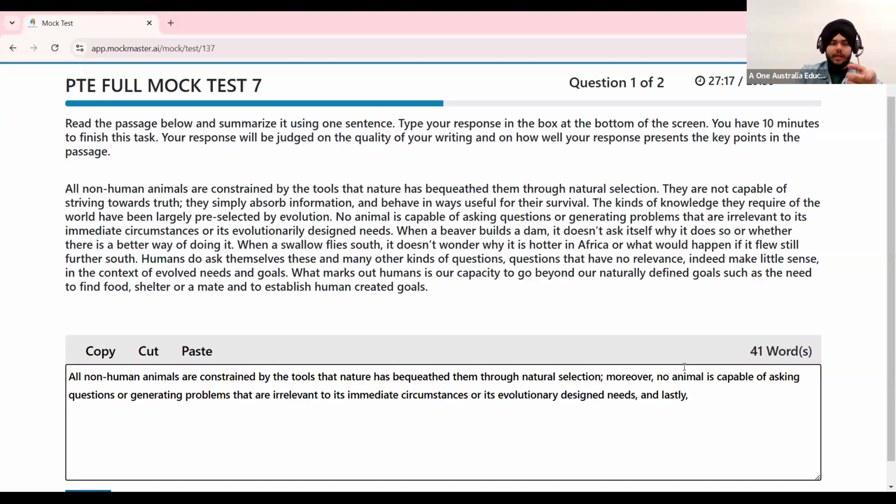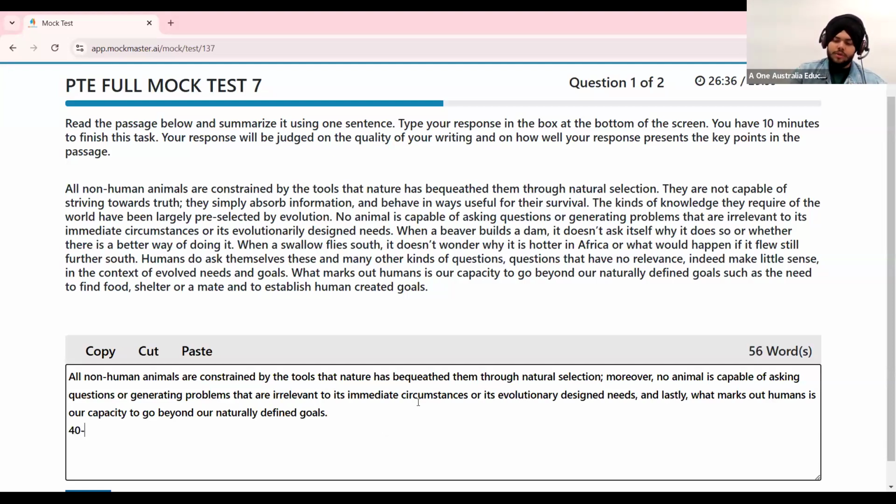Okay. And the last one I can pick: what marks out humans is our capacity to go beyond our naturally defined goals. That's it, till there. Because see, need to find food, shelter, mate, establish human created goals. These are not my good keywords. Okay. So I can say, and lastly, what marks out humans is our capacity to go beyond our naturally defined goals. That's it. Just make sure whatever sentences you write, they should be related to the topic, they should be complete, and they should be grammatically correct.